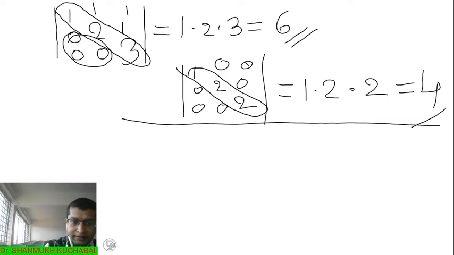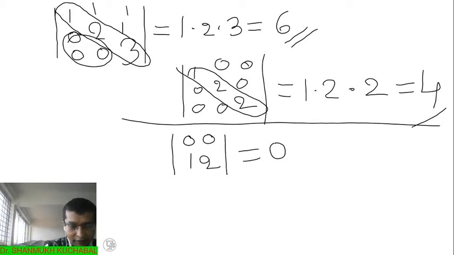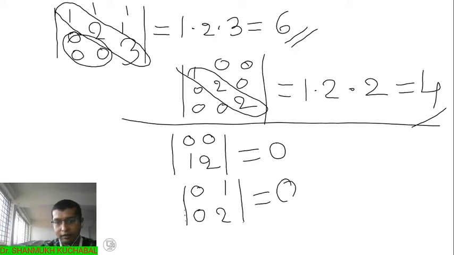Third property: if in a determinant an entire row is 0, like this, 0 0, then the value of the determinant is 0. If an entire column is 0, suppose like this, 0 0 1 2, the value of the determinant is 0 here. All of these are important properties. So you have to remember these three properties.